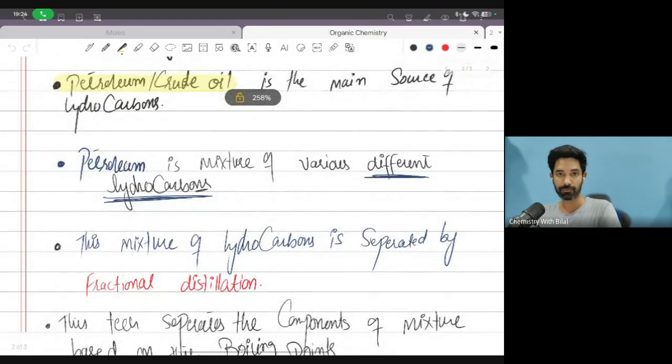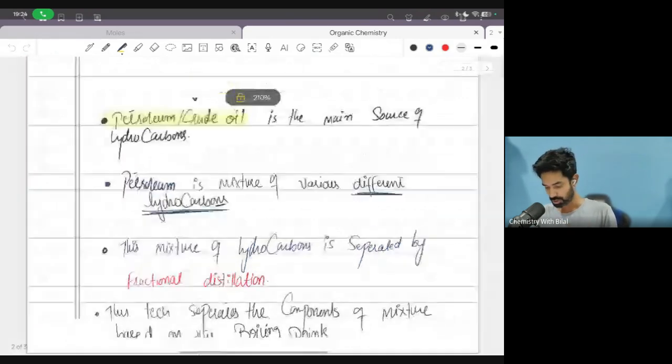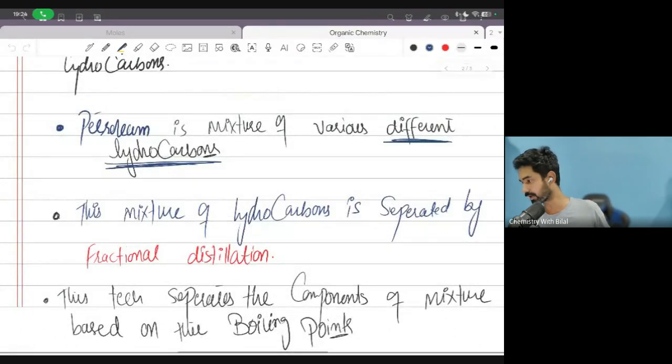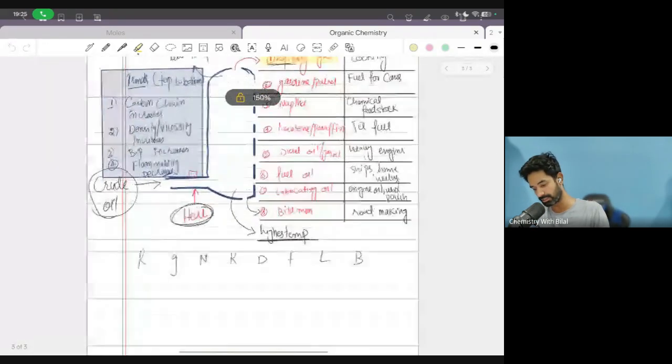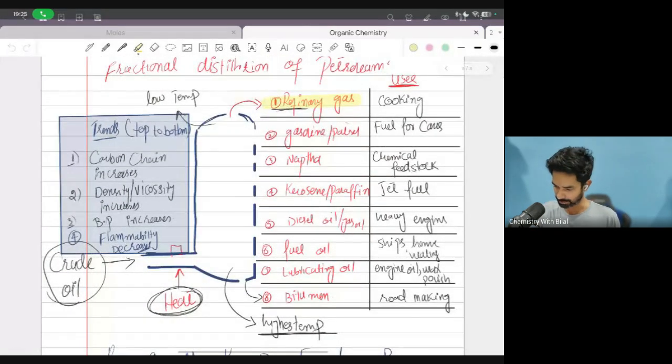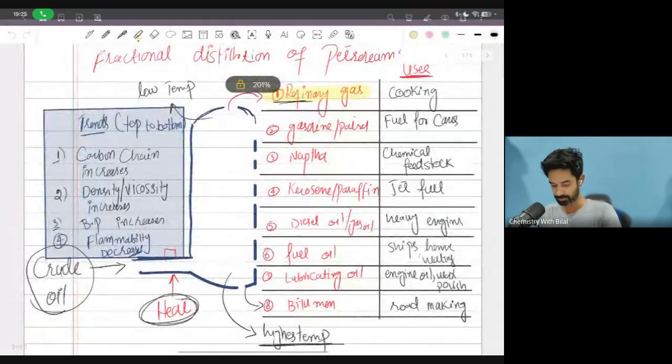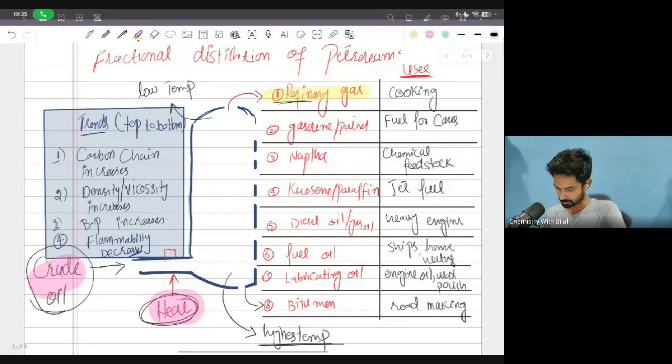Petroleum is a mixture of different hydrocarbons, and we can separate the mixture using a technique called fractional distillation. So we can use fractional distillation to get the different fractions of crude oil, which separates the components based on their boiling points. The fraction with the lowest boiling point will distill off first and be collected at the top. So look at this whole process of fractional distillation. You add the crude oil, and then you heat at a certain point.